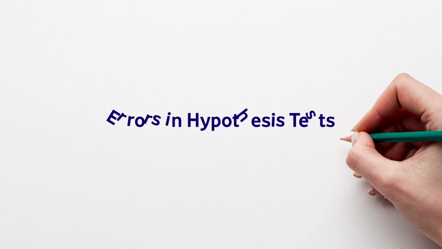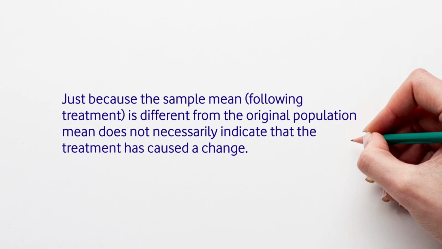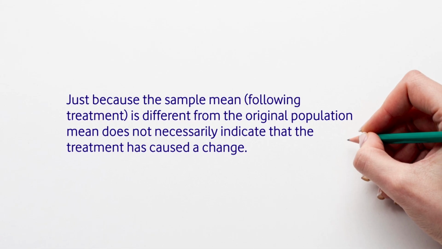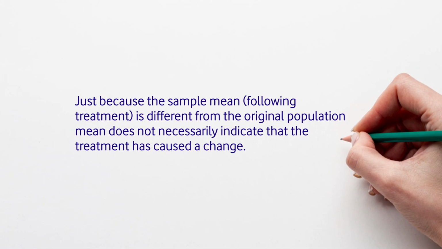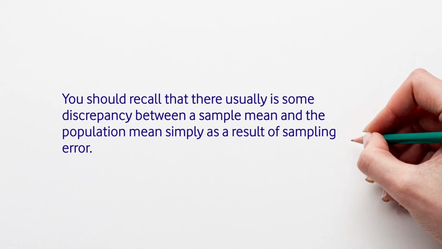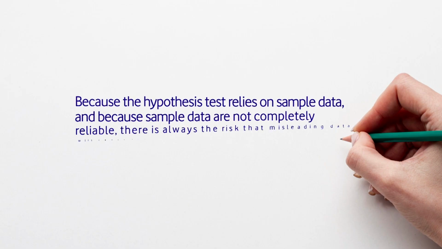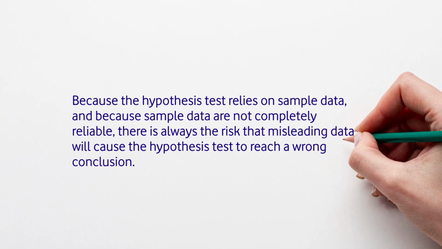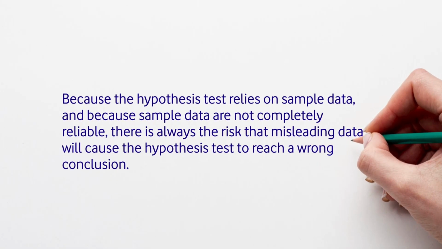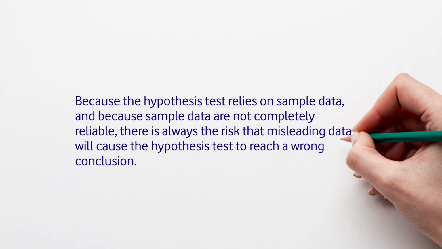So, errors in hypothesis tests. Just because the sample mean following treatment is different from the original population mean does not necessarily indicate that the treatment has caused a change. You should recall that there is usually some discrepancy between the sample mean and the population mean simply as a result of sampling error. Because the hypothesis test relies on sample data, and sample data are not completely reliable, there is always a risk that misleading data will cause the hypothesis test to reach a wrong conclusion.